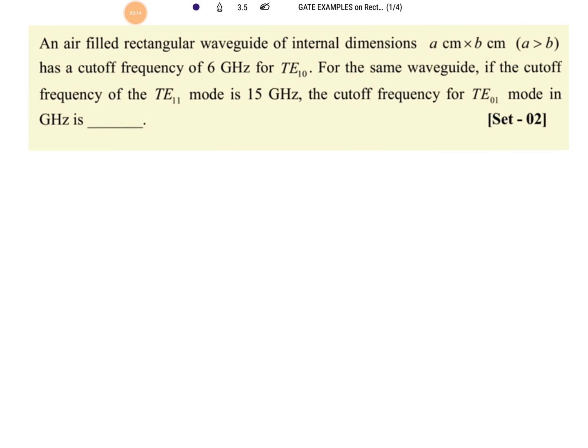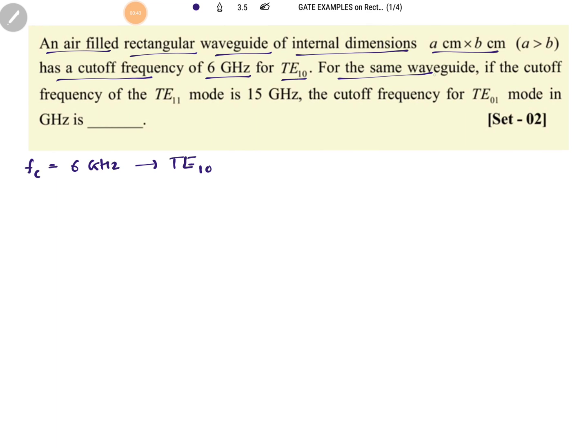In this question, an air-filled rectangular waveguide of internal dimension a cross b, where a is greater than b, has a cutoff frequency of 6 GHz for TE10 mode. So let us mention that cutoff frequency fc is 6 GHz for TE10 mode, that is given.